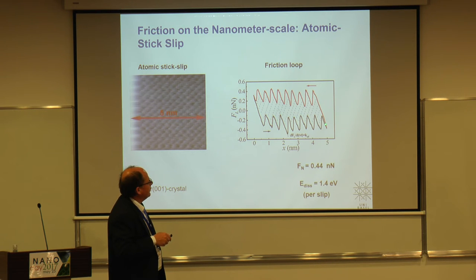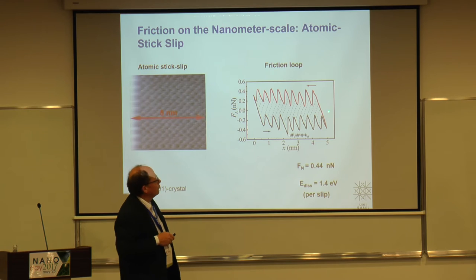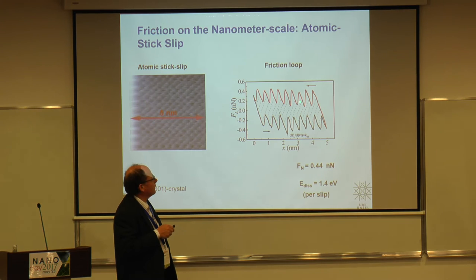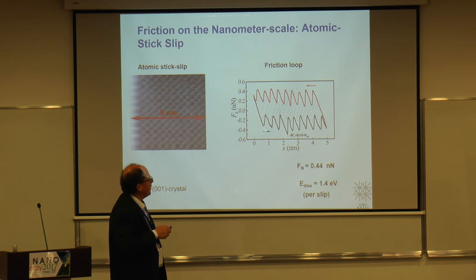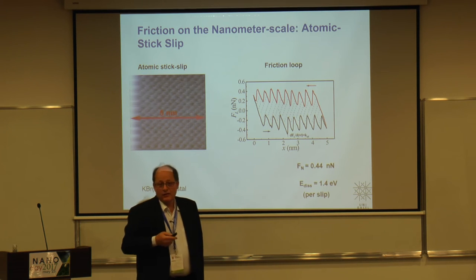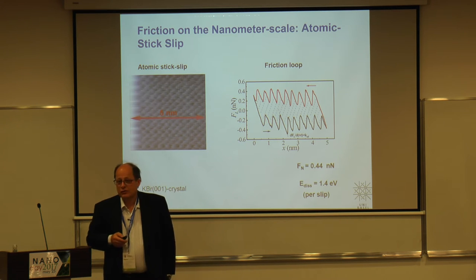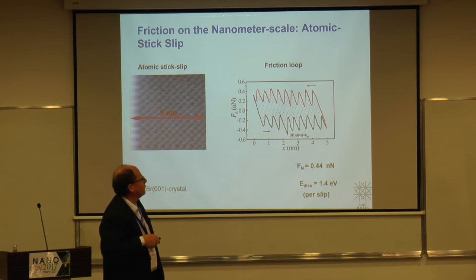So here you see the main effect. If you move from right to left, the force increases. We call that the sticking part, the contact doesn't move, and then it slips, and then again it sticks and the force increases and it slips again and so on. And that repeats with the atomic periodicity, and if you move backward, you get a hysteresis. The enclosed area is directly the frictional energy which is dissipated, so you can just determine the area, and then you know what you dissipated.